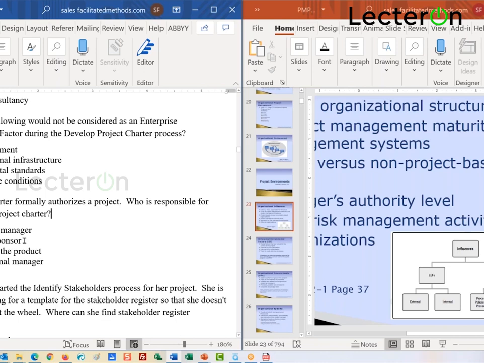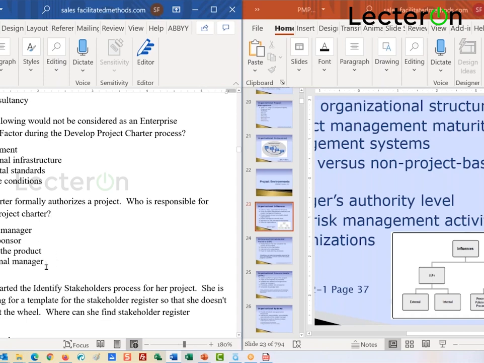The charter is always going to be issued by either the sponsor or some senior person. Sponsor most likely because the sponsor is going to pay for this. And they are ultimately responsible. They're accountable, I should say. The sponsor is accountable for that. So the answer should be B. Make sense? It can't be the user. It can't be the project manager. It's between the sponsor and the functional manager.